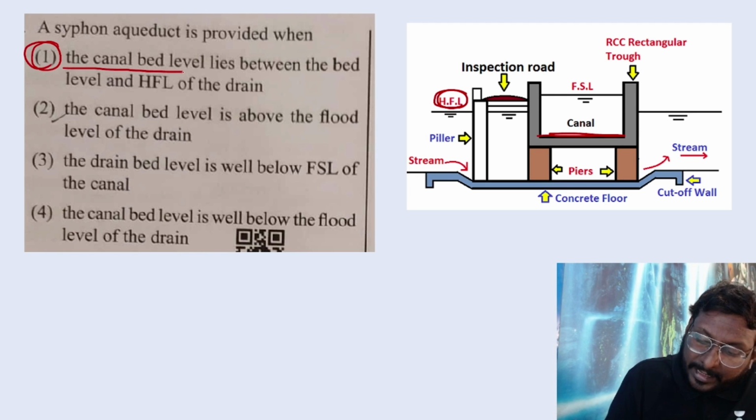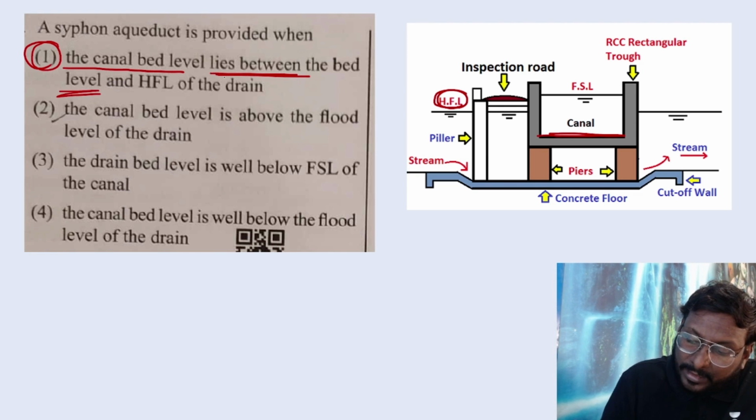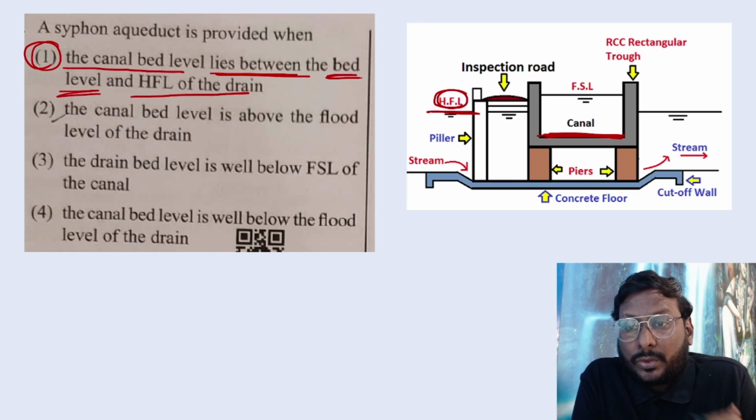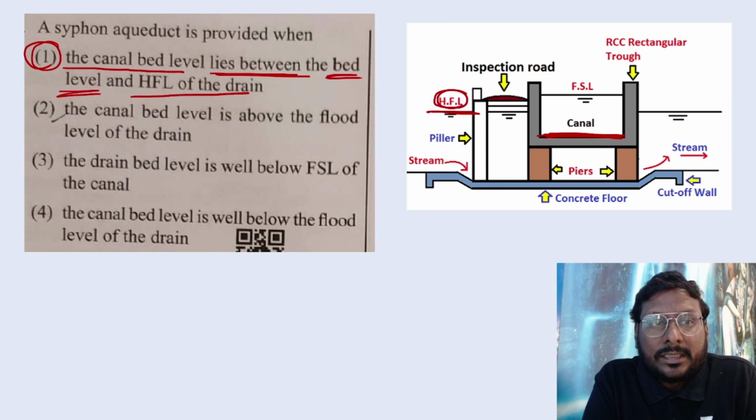From the diagram, canal bed lies between bed level. What is bed level? This is bed level. And HFL of the drain. This is HFL of the drain. So it lies between canal bed level and HFL of the drain. So that is option 1.